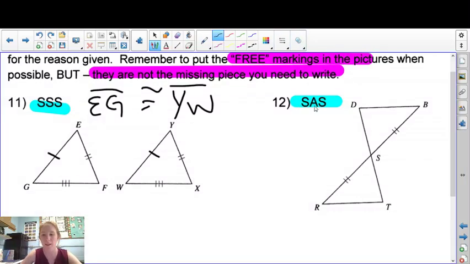Number 12, side, angle, side. Well, my free part that I can put here is I have my bow tie picture, so I can put my angles in. That's my free part, but that's not what's missing. What's missing is my side. So where's my second side? Good, the opposite, guys.